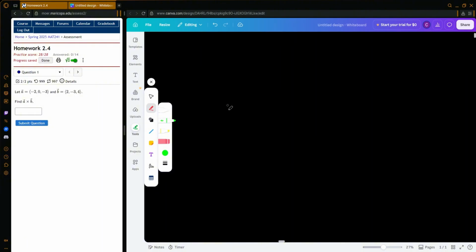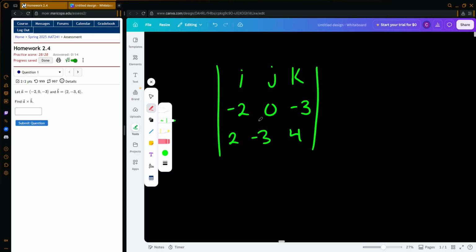Okay, so to do the cross product, you're going to do a bunch of determinants. You're going to do I, J, and K. And we're going to set up our vector A, which is -2, 0, -3, and then a vector B, which is 2, -3, 4. Okay, and then we're going to take the cross product.